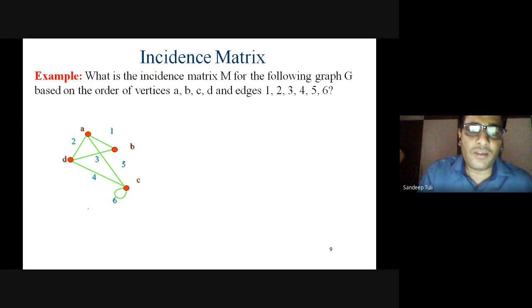These are not the weights. Keep this in mind too. These are not the weights. These are only the values that are representing the edges. It looks like E1, E2, E3, E4, E5, E6. Is it clear now? Do not consider that value as a weight. These are numbering of the edges. Is it okay?